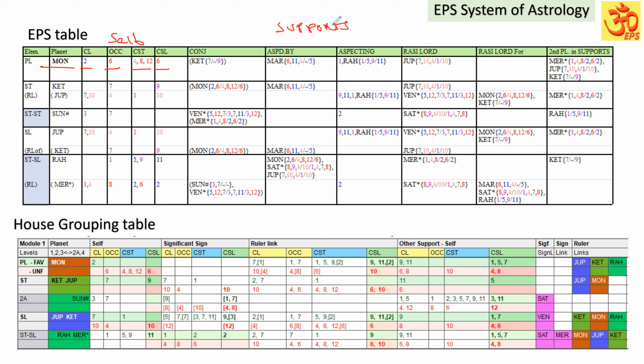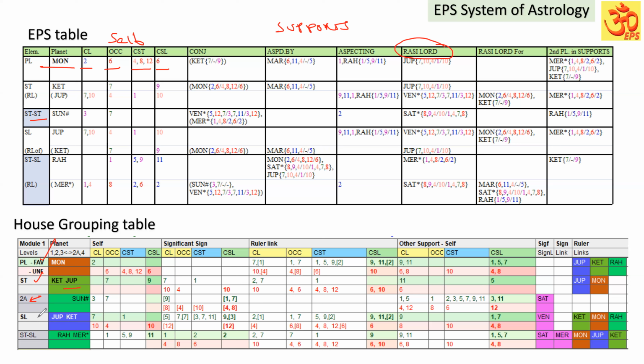In the supports, we can say Rasi lord or sign lord. This may come under this significant sign lord, right? You can see here, look at the house grouping table. Moon is the planet, star lord is Ketu and representing Jupiter. The 2A level planet, that is the star lord of the star lord, is given as 2A level. There is first level, second level, and 2A level. Sublord and star lord of the sublord.